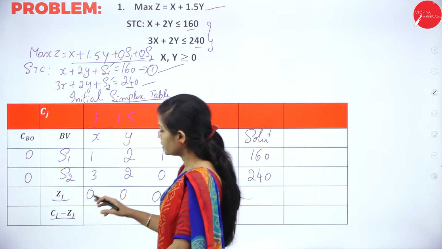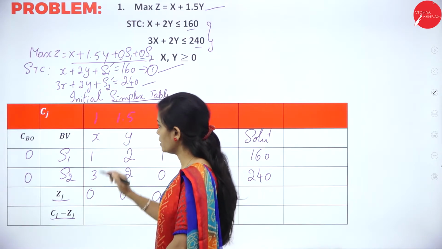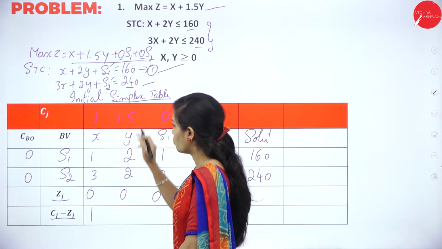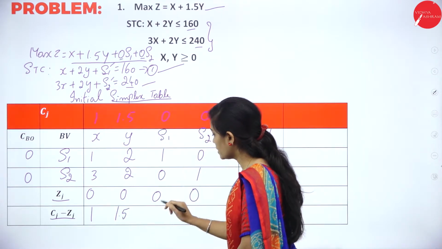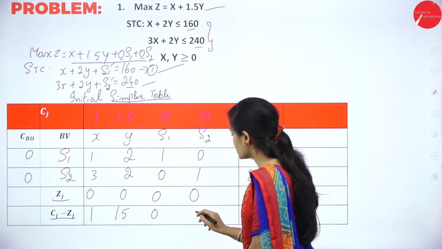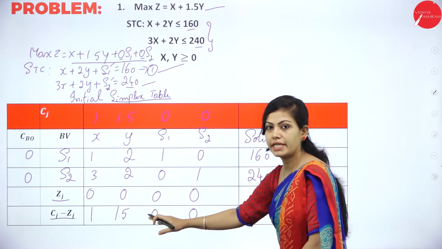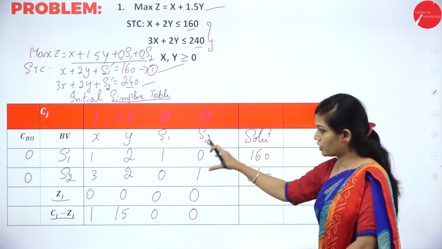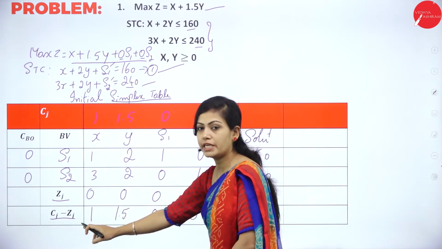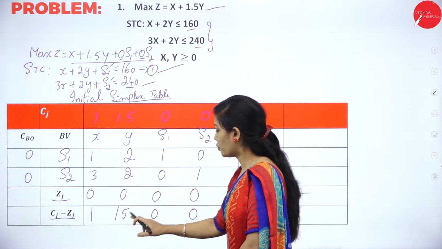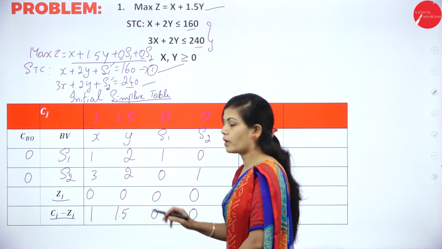Here, after finding the Zj value, you subtract Zj from Cj. 1 minus 0, 1. 1.5 minus 0, 1.5. 0 minus 0, 0. 0 minus 0, 0. So this is your Cj minus Zj value. So first find this in the initial simplex table. After that, you just see the values of Cj minus Zj: 1, 1.5, 0 and 0. Here we have plus 1 and plus 1.5.